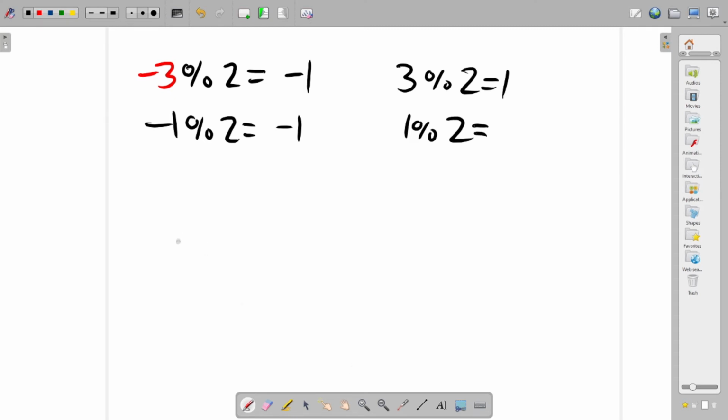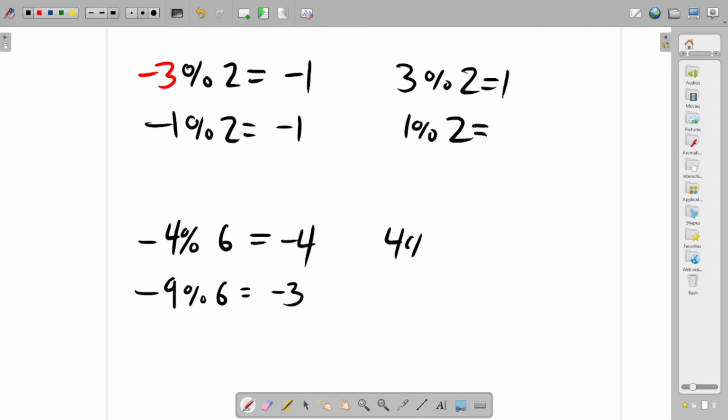So if I was to keep up this pattern with some other examples, then something like 4 modulo 6, if I did -4 modulo 6, it would be -4, and if I did let's just say -9 modulo 6, then it would be equal to -3, because 4 modulo 6 is 4, and 9 modulo 6 is 3, because 9 divided by 6 is 1 with a remainder of 3.